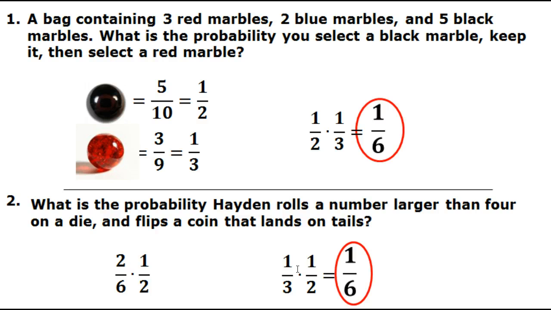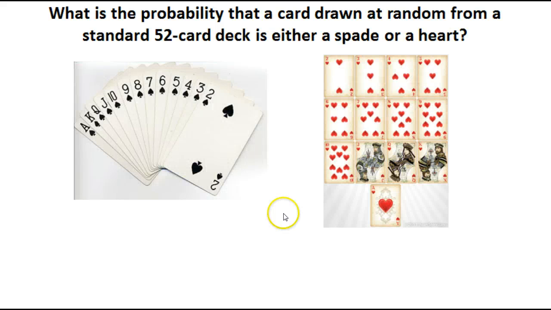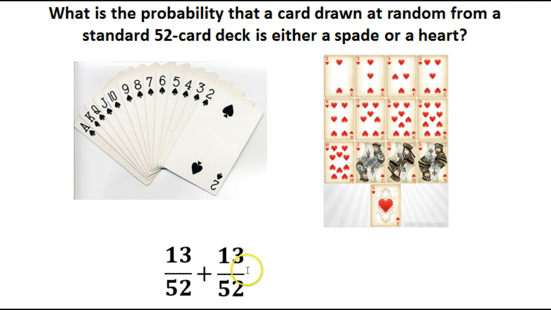Now let's try one. We're going to get into a little less review and more into today's lesson. Here's your problem. It asks for the probability that a card drawn at random from a standard 52 card deck is either a spade or a heart. There are 13 spades, so the probability of drawing a spade is 13 out of 52, which is 1/4. However, it says a spade or a heart, so it can be either one. Hearts also have 13, so we're going to add these two together.